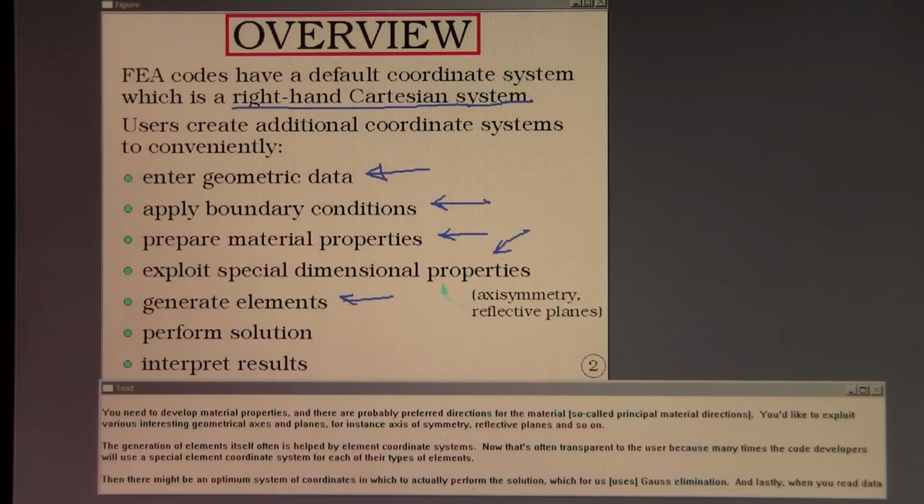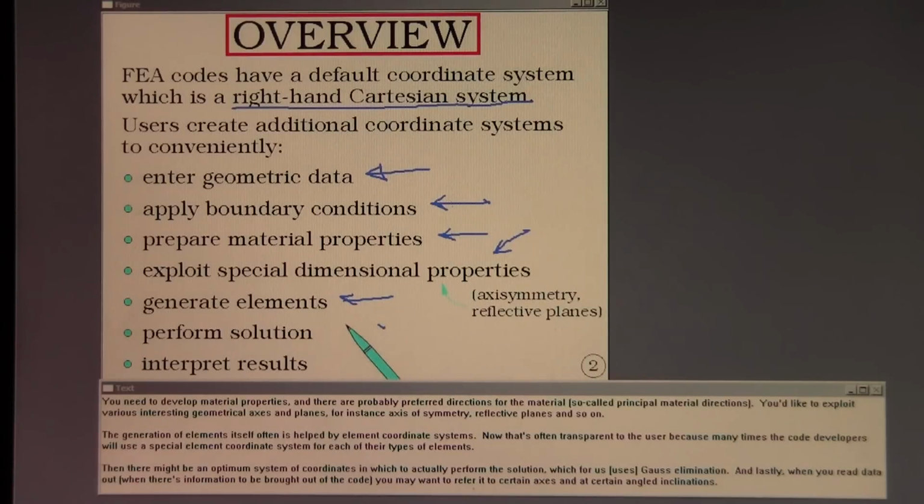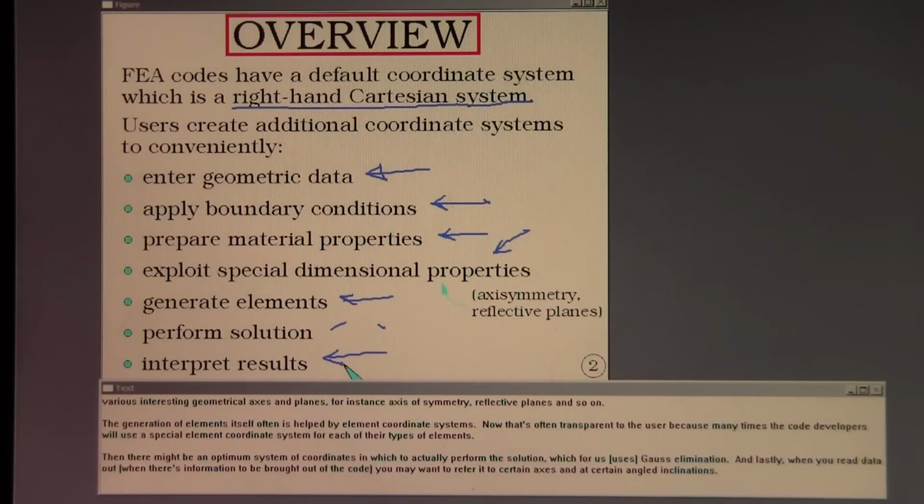Now, that's often transparent to the user because many times the code developers will use a special element coordinate system for each of their types of elements. Then there might be an optimum system of coordinates in which to actually perform the solution, which for us is Gauss elimination. And lastly, when you read data out, when there's information to be brought out of the code, you may want to refer it to certain axes and at certain angled inclinations.